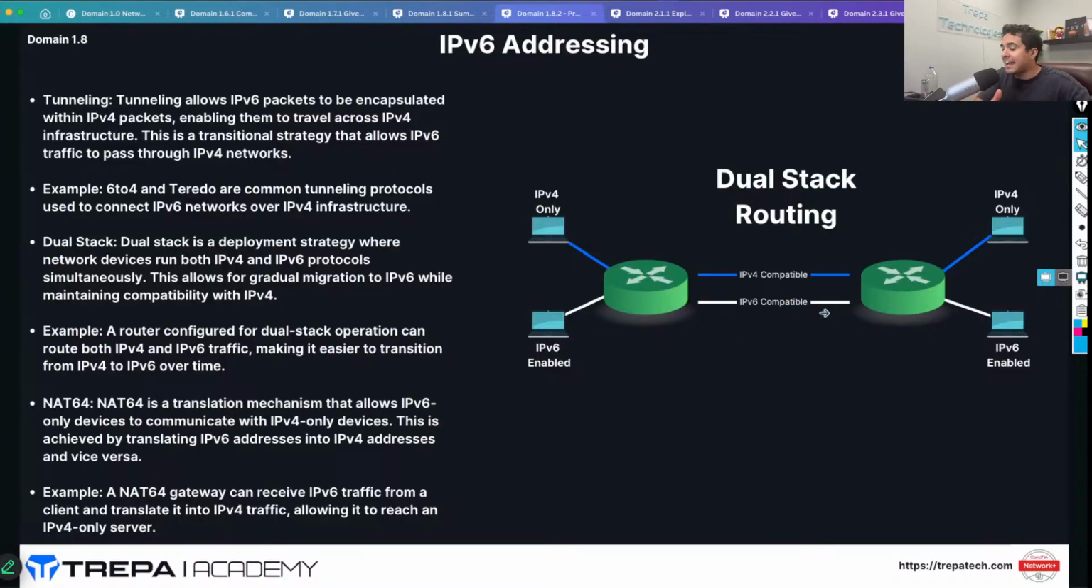We also have dual stack routing, where we have IPv4 and IPv6 routing at the same time. A lot of times, like at your house, depending on what ISP, where you're out in the country, they do that, dual routing, where a router is configured for dual stack operations, where they have a routing table for both IPv4 and IPv6.